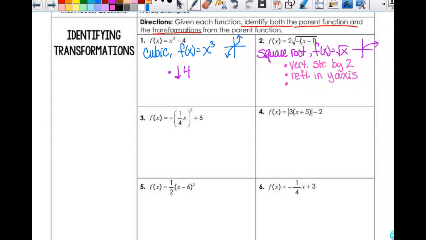And then that -1, what does that do? Moves it to the right one. Good, because x lies. What questions do you have? We all good? All right. So I don't know if number 3 is on the next slide or if it's on the same slide, but let's go to number 3.